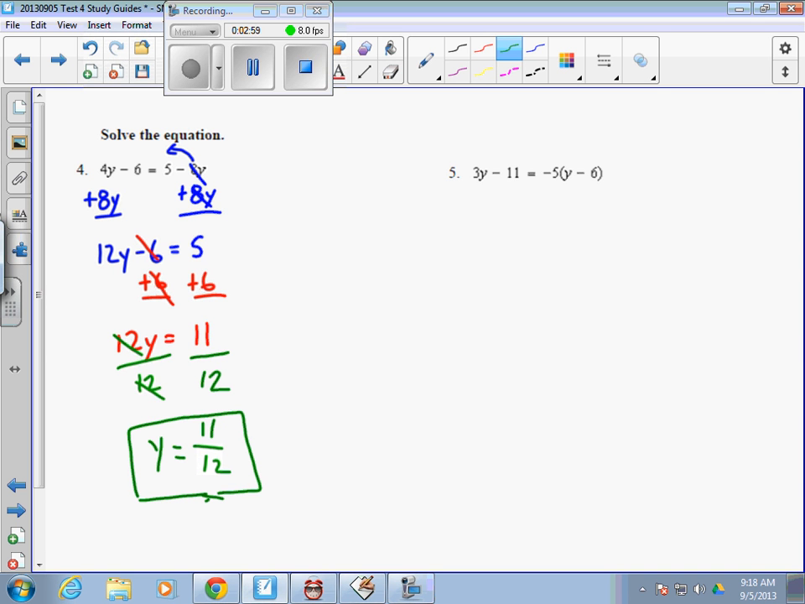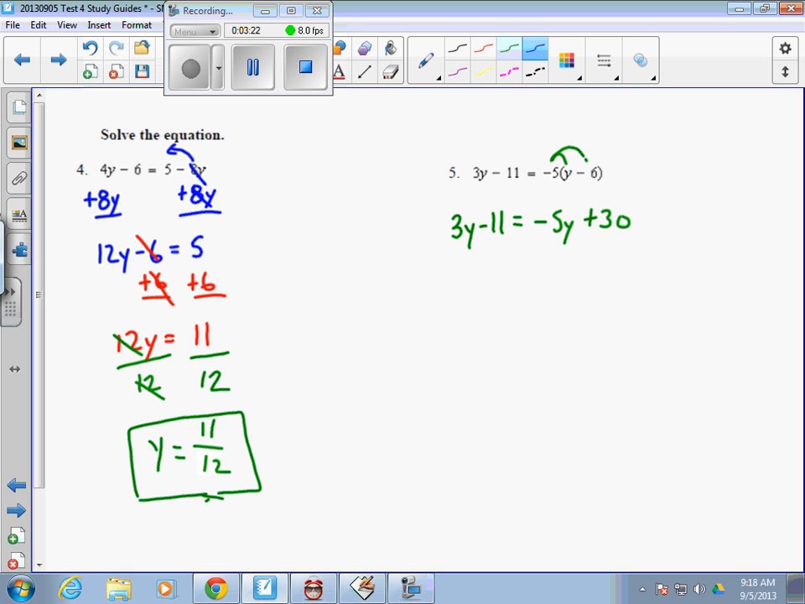3y minus 11 equals negative 5 times y minus 6. You have to simplify one side completely or both sides completely before you try to bring anything over the equal sign. So we want to distribute negative 5. Negative 5 times y is negative 5y. Negative 5 times negative 6, and negative times a negative is positive 30. So bring the rest down. 3y minus 11 equals that stuff on the right side.